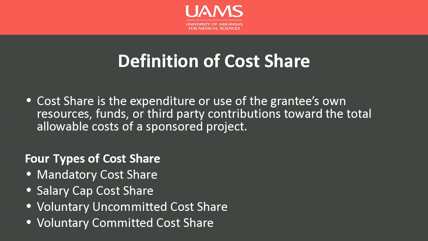There are 4 types. Mandatory cost share is the one that I talked about at first. Mandatory cost share is where it is mandatory for the project, and if you don't have that cost share, some we have are 1-to-1. There are some grants where it's dollar for dollar: if we get $50,000 from the funding agency, we have to be able to show $50,000 of match.